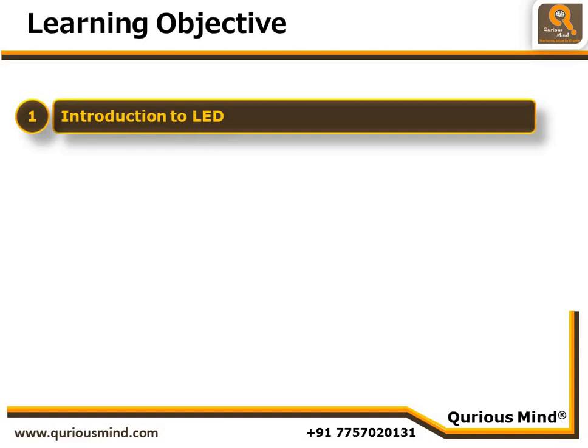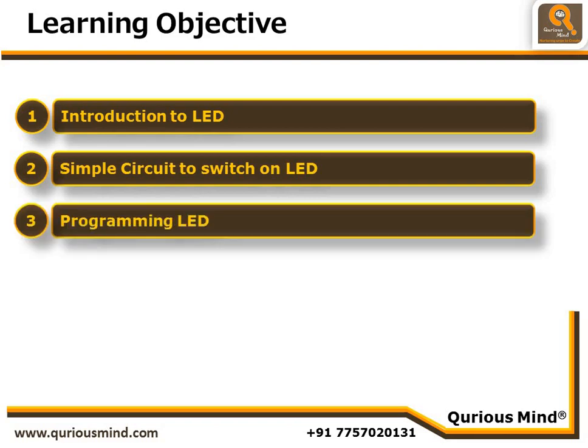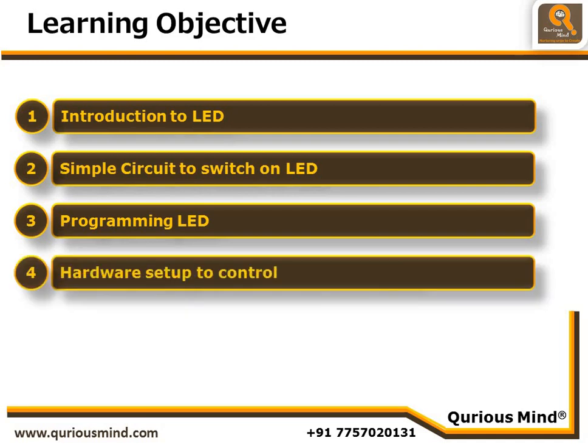First, we will get introduced to LED. We will understand what is LED and some basic things about LED. Then we will see how we can create a simple circuit which will help us to switch LED on and off. Then we'll understand a few things we need to consider while we program LED. And finally, we will look at the hardware setup to control LED via Arduino.